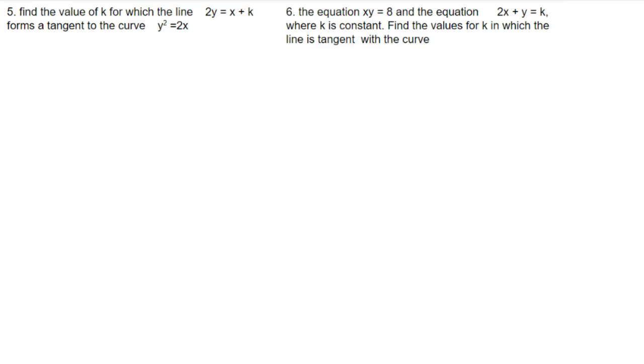Okay, on number 5, we've got find the value for k for which the line 2y equals x plus k forms a tangent to the curve y squared equals 2x. So you notice we've got two equations. We're probably going to be solving this simultaneously.